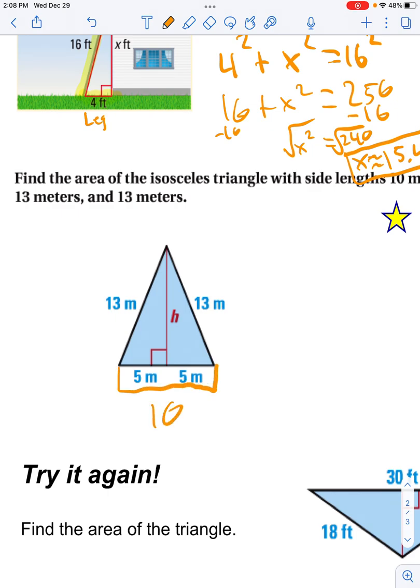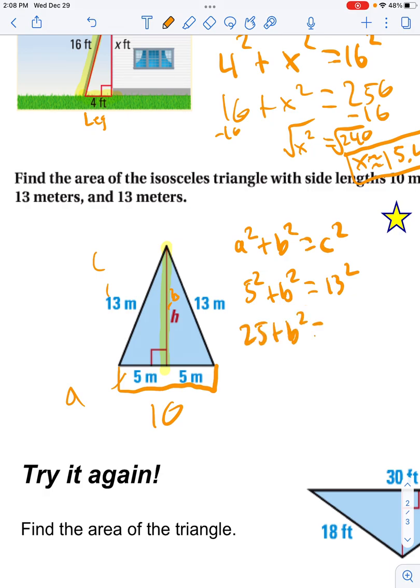So again, if this whole side was 10, but I split it in half, that's what this line is doing, is splitting it in half. That's how I get 5 and 5. So to find the height of my isosceles triangle, I'm going to use a squared plus b squared equals c squared, where this is going to be c, this is going to be a, and this is going to be b. 5 squared plus b squared equals 13 squared.